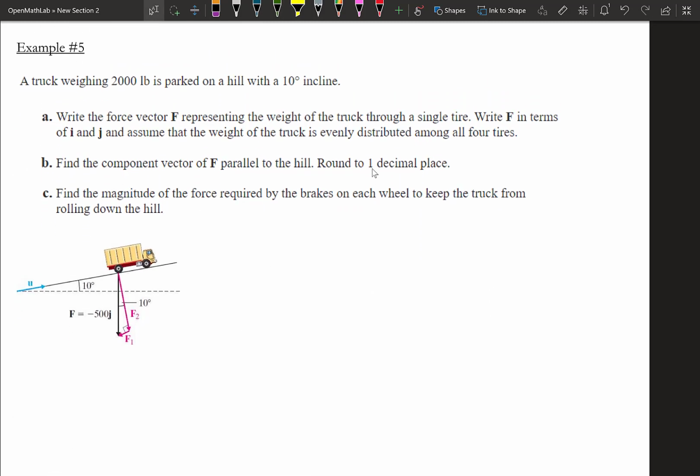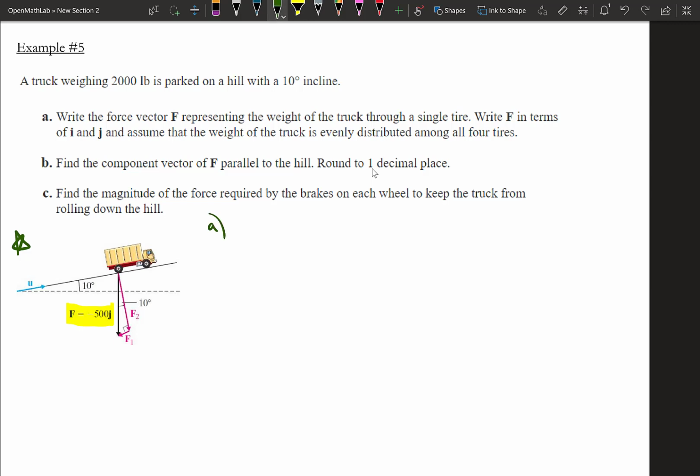So now we're going to do a couple of applications. Example 5: we have a truck weighing 2,000 pounds. It's parked on a hill with a 10% incline, and we have a picture here. Part A says, write the force vector F representing the weight of the truck through a single tire. Write F in terms of i and j and assume that the weight of the truck is evenly distributed among all 4 tires. You can see here in the diagram that's actually the answer for part A.